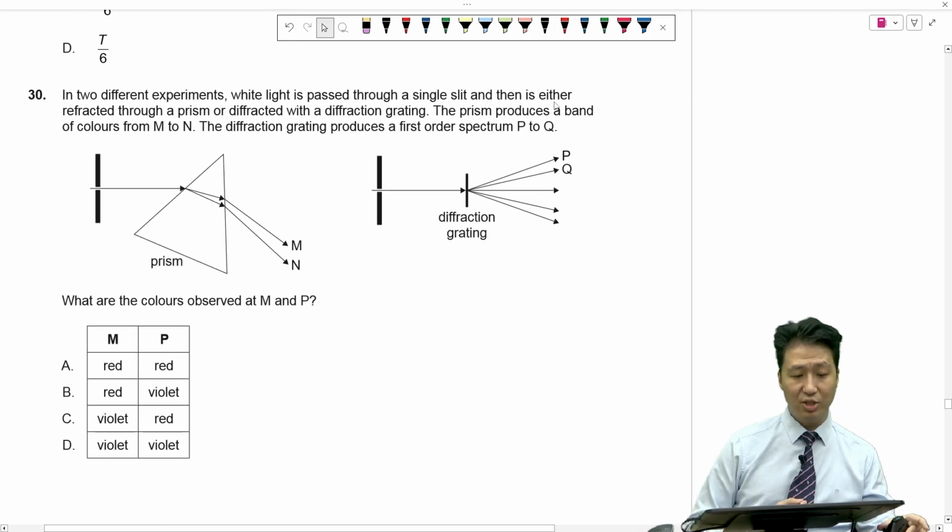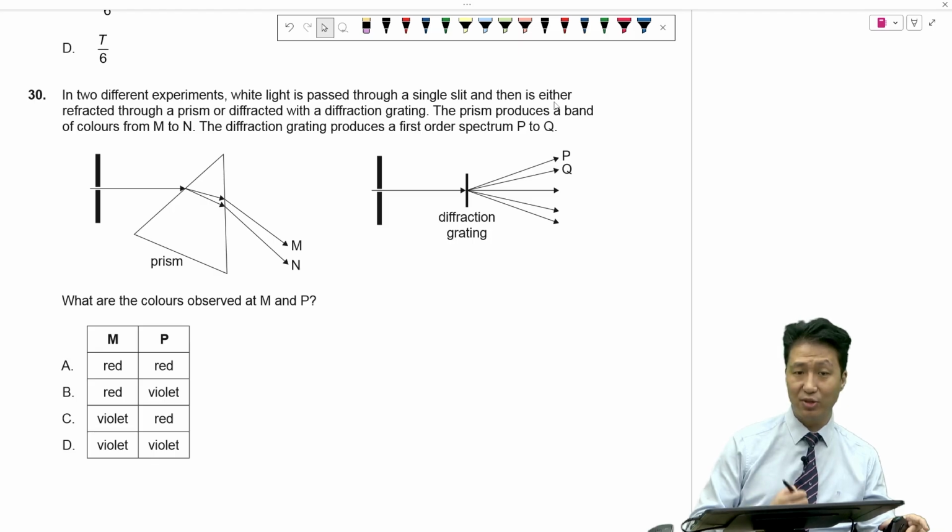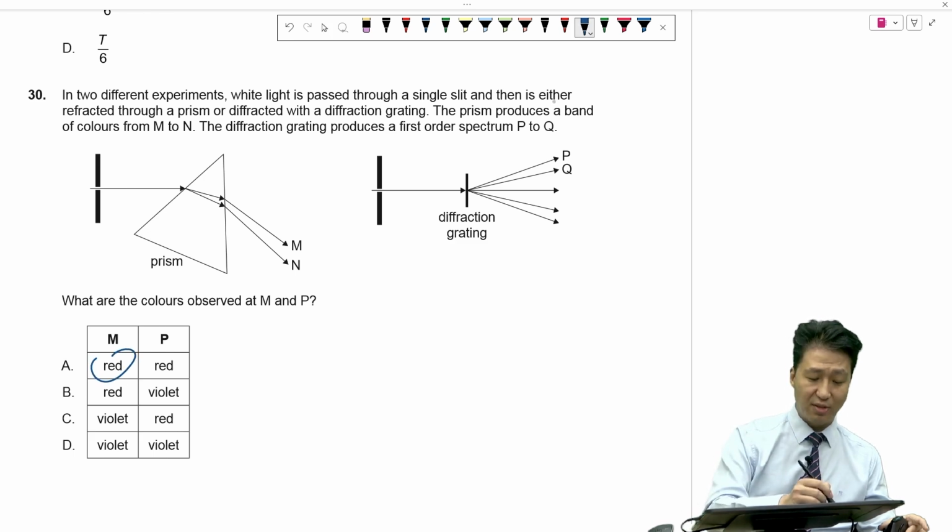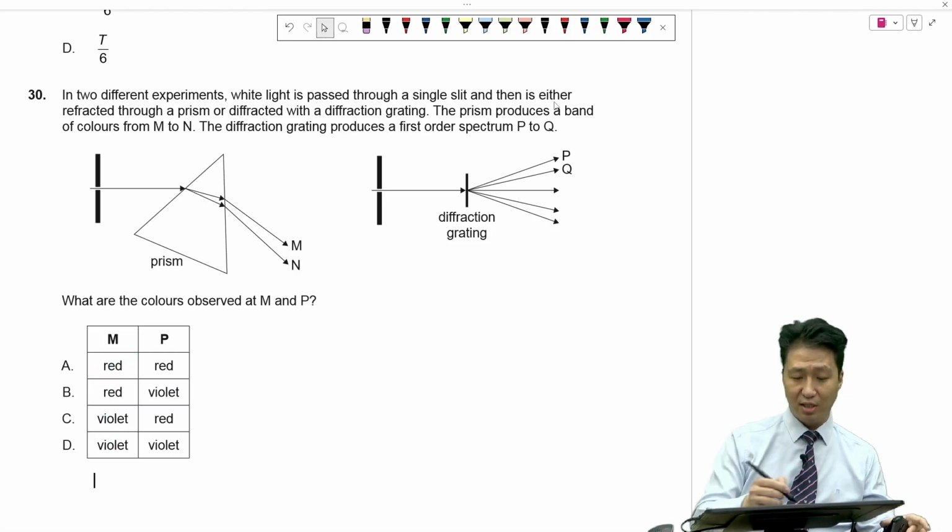Number 30. In two different experiments, white light is passed through a single slit and then is either refracted through a prism or diffracted through a diffraction grating. The prism produces a band of colors M to N. The diffraction grating produces a first-order spectrum P to Q. What are the colors observed at M and P? Well, first of all, it's always going to be the red or violet, right? That's the only two choices.